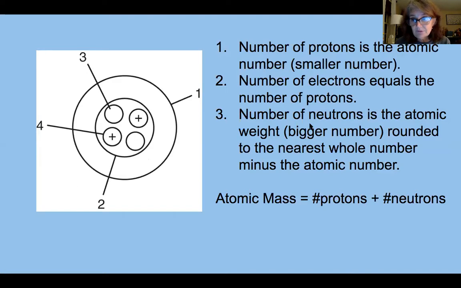And the number of neutrons is the atomic weight, or that bigger number, rounded to the nearest whole number, minus the atomic number. Okay. And we did that with nitrogen, and we'll do it again. And then the atomic mass is protons plus neutrons. That's another thing we need to remember.